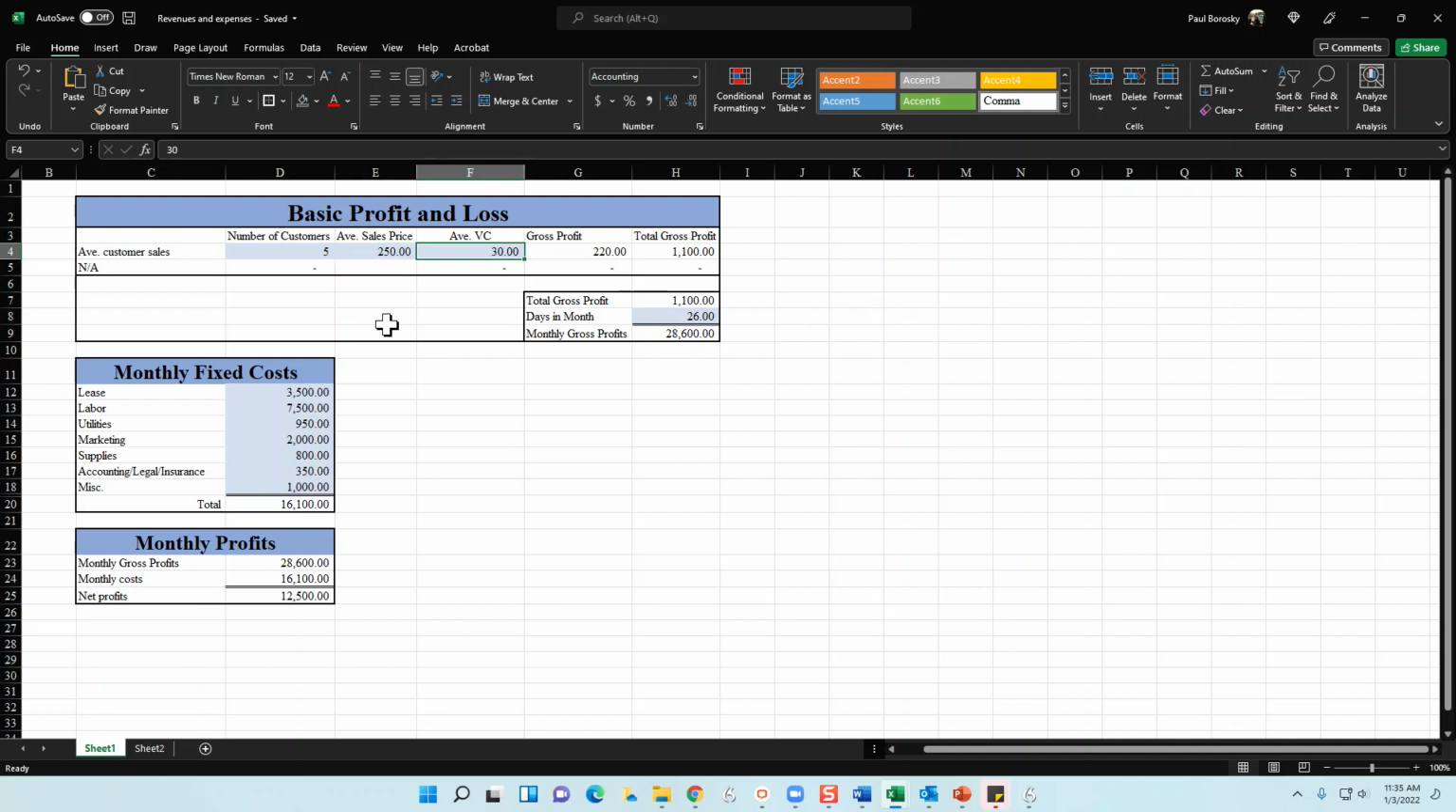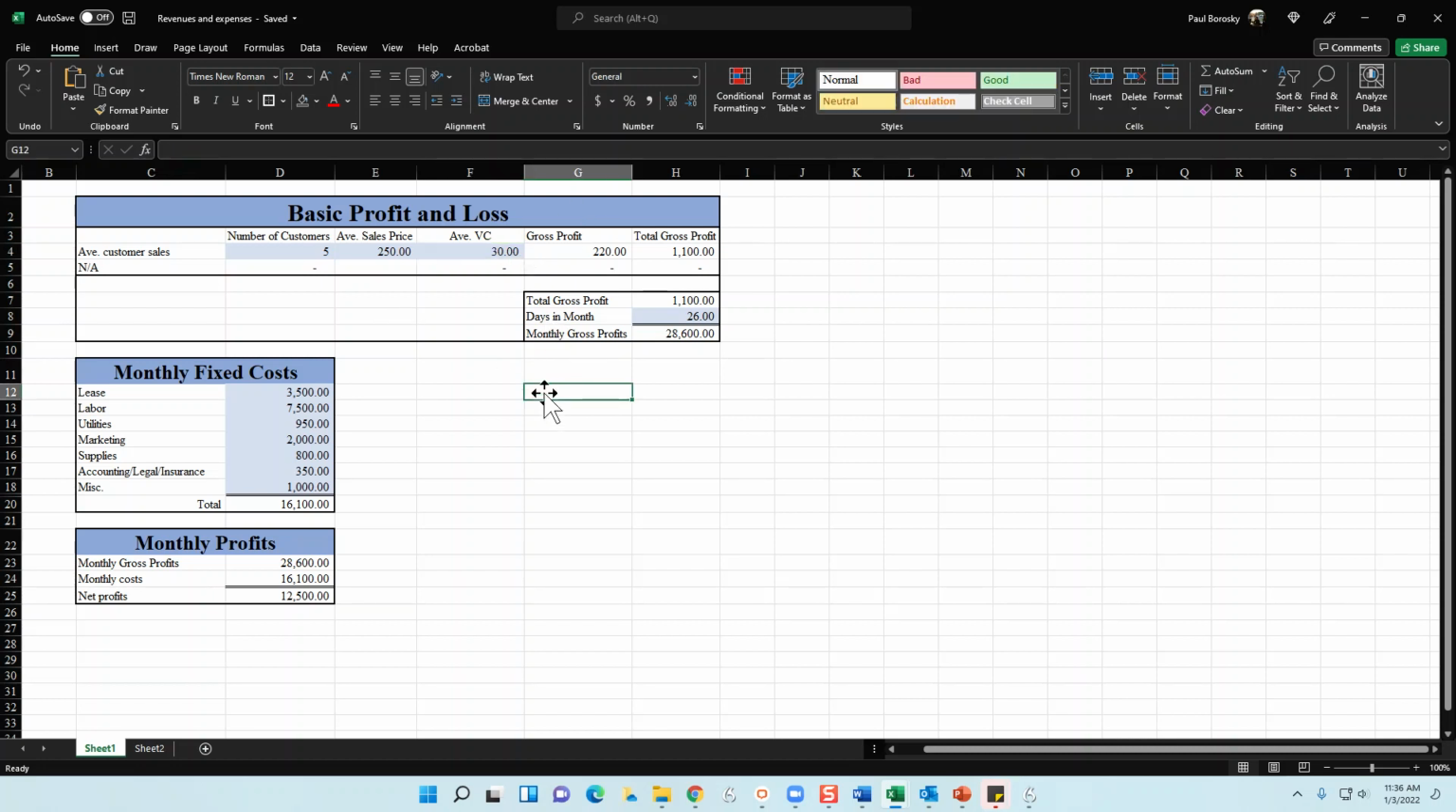The next piece of information we're going to need is your average variable cost. If you service one customer, how much is it going to cost you in gas? I wouldn't do it in labor, but I would do it in gas or any kind of other variable costs that you're going to need, gloves and disposable thermometers or whatever. Whatever your variable costs are going to be, make sure you go ahead and document it right here.